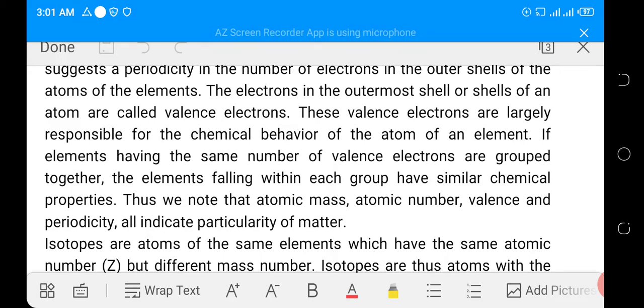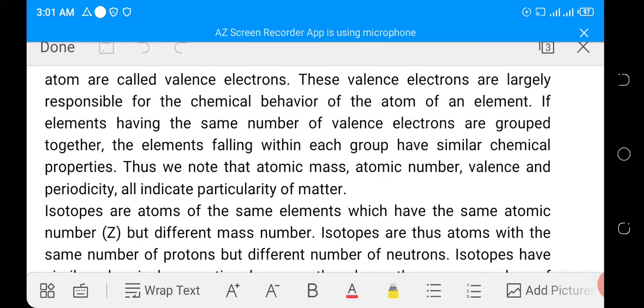Thus, we note that atomic mass, atomic number, valence, and periodicity all indicate the particularity of matter.